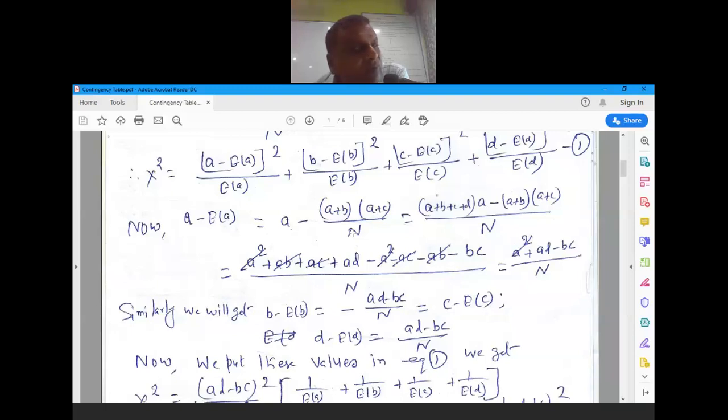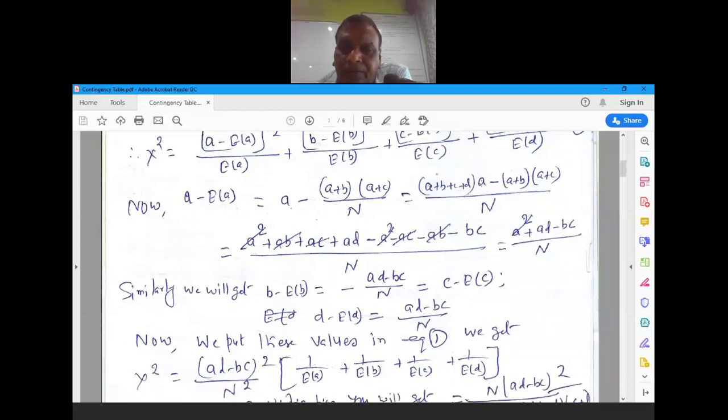So in place of expected value of A, we put the value (A+B)(A+C)/N, and now we simplify it. If you simplify it, then you take the LCM. So your LCM is capital N. Here, in the numerator part, in place of N, we put A plus B plus C plus D, multiplied by A, and A remains as such, and then (A+B) remains as such. And now this is simple algebra. Simply break the small bracket.